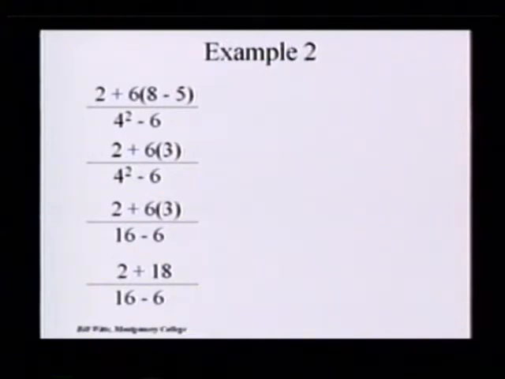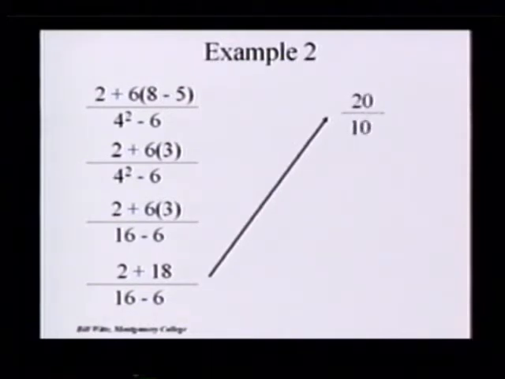That 4 to the 4th power is 4 times 4, or 16. Okay, now, next thing to do is the multiplication. That was a 6 times 3 and gave me the 18. Okay, I've done all that. I don't have any division. So my next step is all the additions and subtractions. Well, let's do the additions. 2 plus 18 is 20, and 16 minus 6 is 10. And we've done that step.